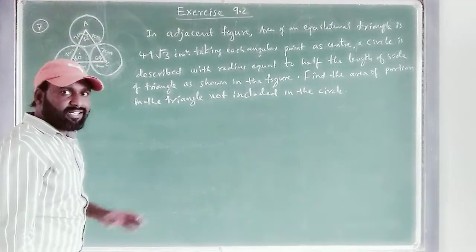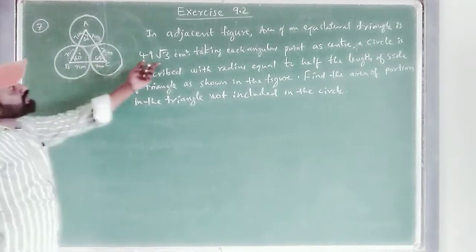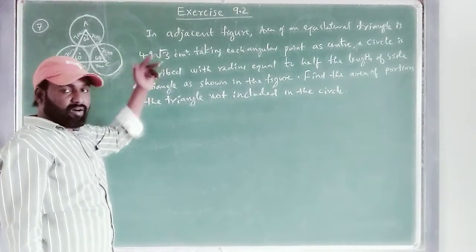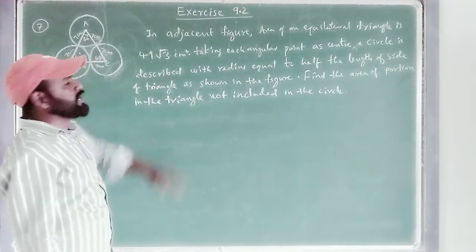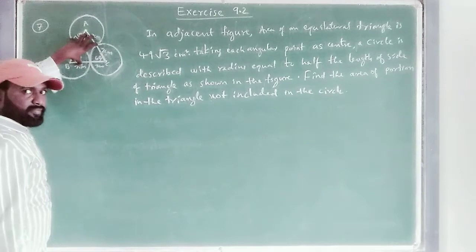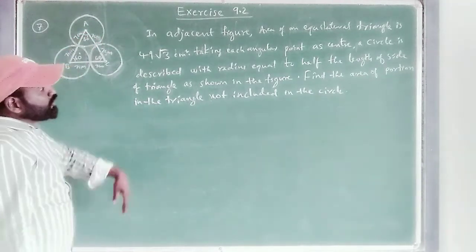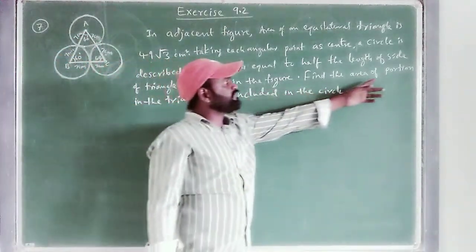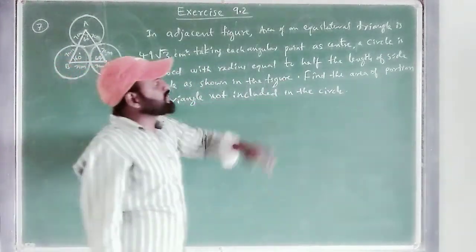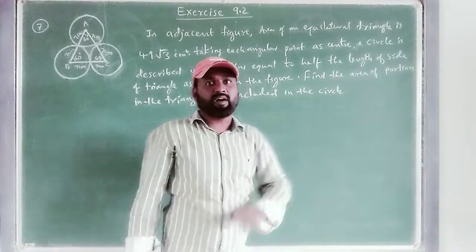That side of the triangle is not required at all. Here the area of the triangle is already given in the question, so there is no need to find the area of the triangle separately. It is already given as 49 root 3 centimeters square. That is the area of the triangle. So we have to find the area of the portion which is in the triangle but not in the circles.